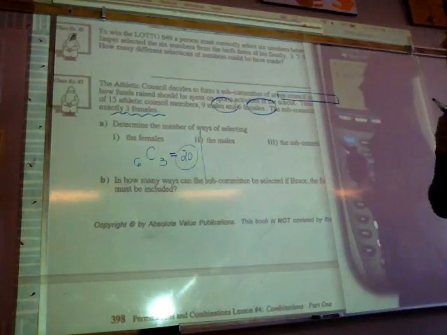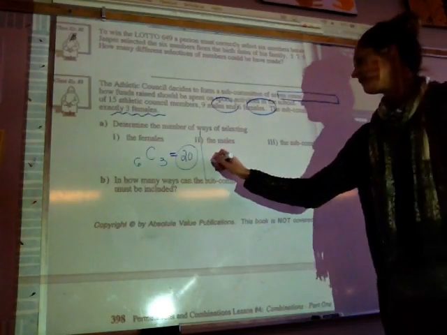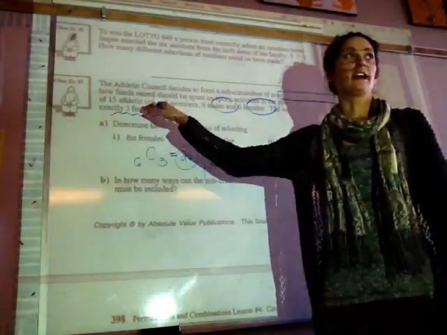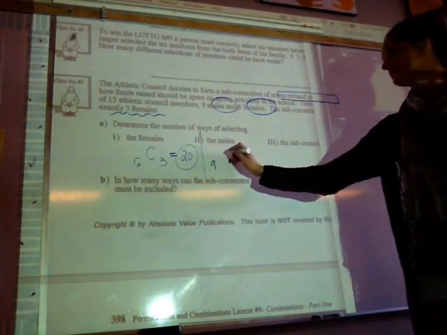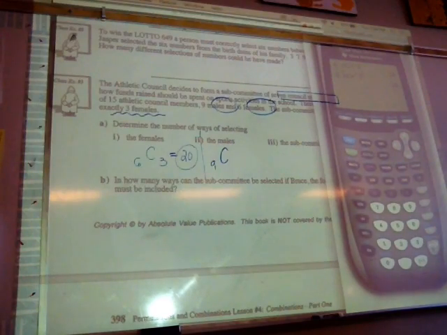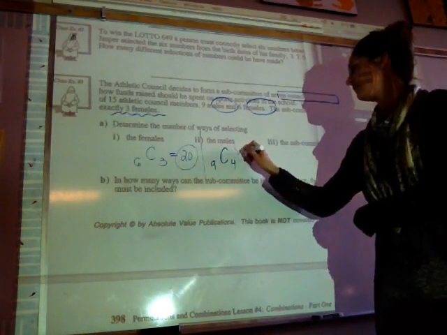Shouldn't do that. Okay, the number of ways of selecting the males. How many males do we have to choose from? 9. If we have exactly 3 females, the council has to have exactly 3. How many people left are going to be in that subcommittee? 4, because we need 7, right? So 9, choose 4.